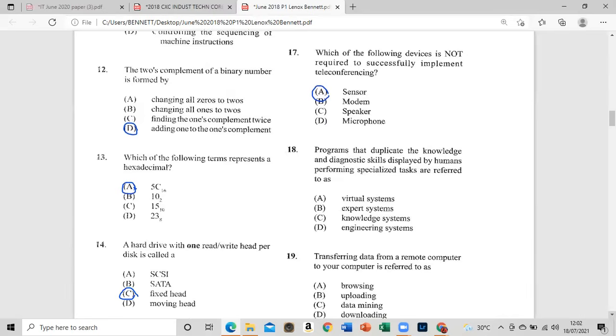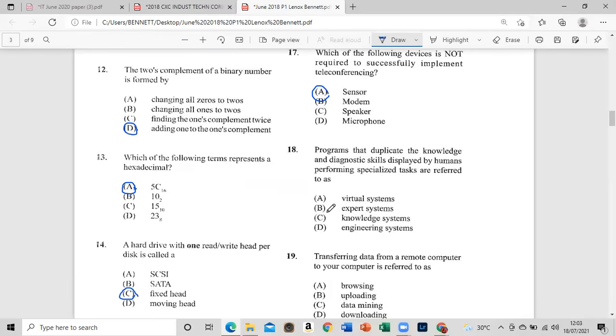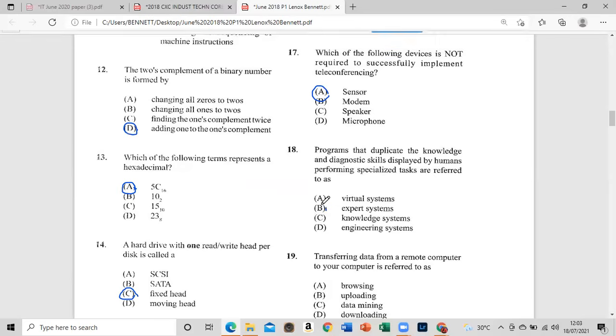18 now, programs that duplicate the knowledge and diagnostic skill displayed by humans performing specialized tasks are referred to as: A, virtual system; B, expert system; C, knowledge system; or E, engineering system? So that would be expert systems. I would hear that a lot. So number 18 is the expert systems.